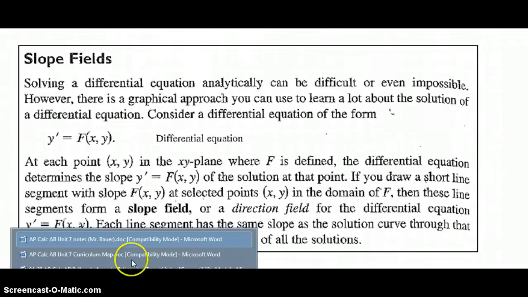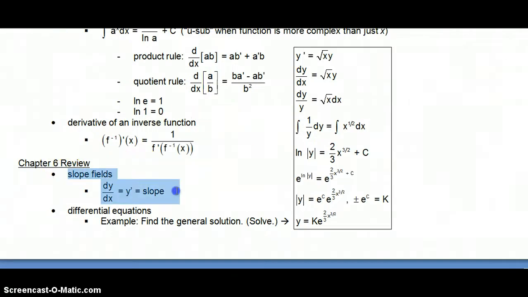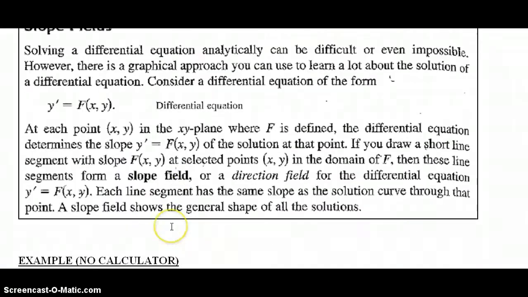So if we go to the Unit 7 curriculum map, in the Chapter 6 review portion, it tells us the only significant note for slope fields is that dy dx is the same thing as y prime, and both of those things represent slope. So if you're given a differential equation, then any values you get out of that equation represent slopes for that differential equation. So it is, like I said, a very simple concept, and let's take a look at some examples of how to put this idea to use.